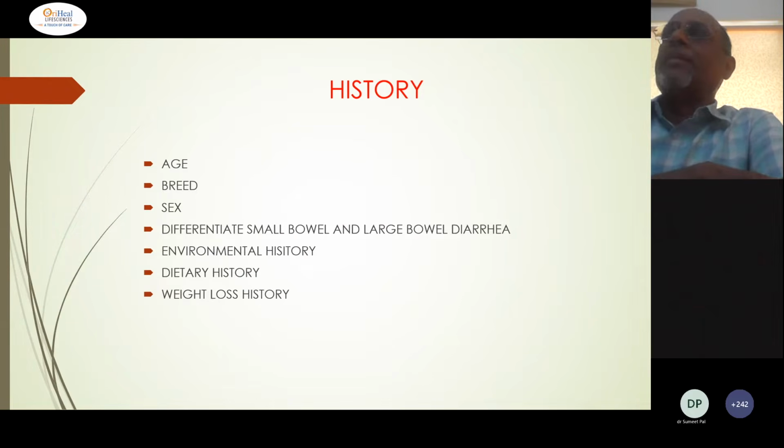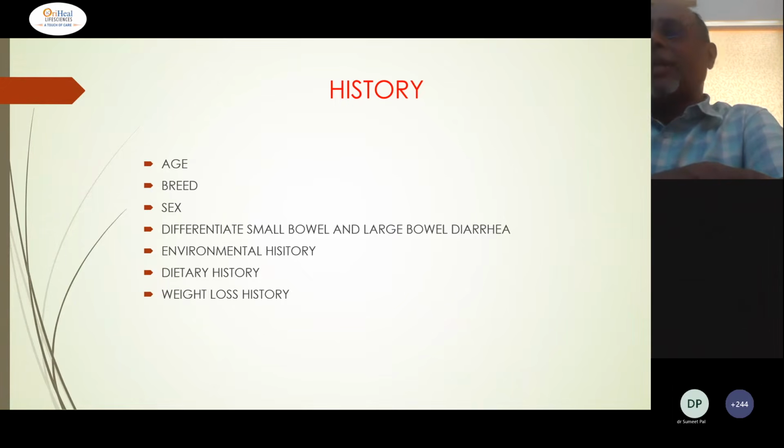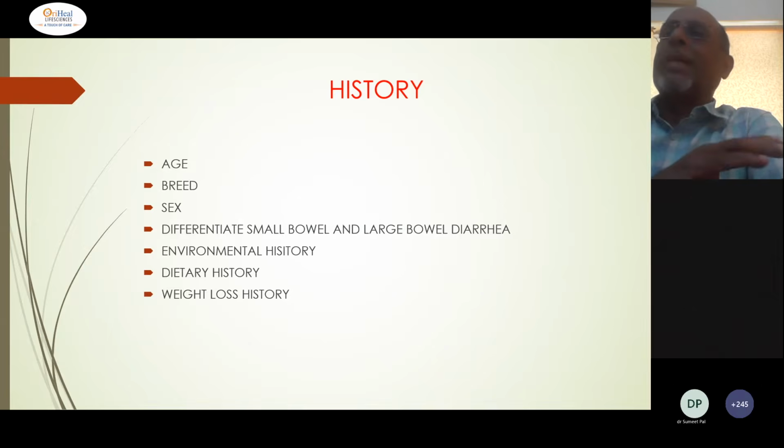And environmental history: free-ranging pets are prone to toxins because they have access to plants and other toxins like organophosphorus and lead. All those problems you get in the environmental history. And dietary history is again very, very important. What type of diet are they giving? Is it a balanced diet or an unbalanced diet? Was there any change in diet recently before the episode of diarrhea? All these things will narrow down your diagnosis.